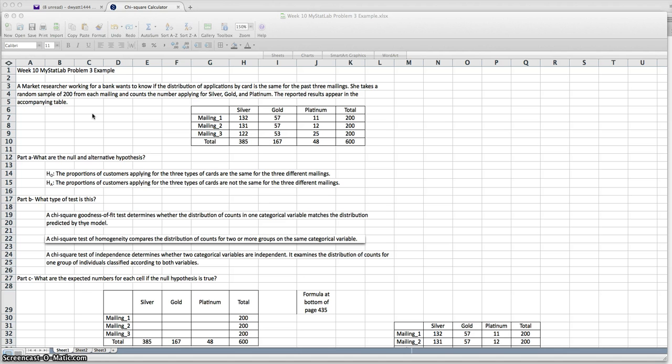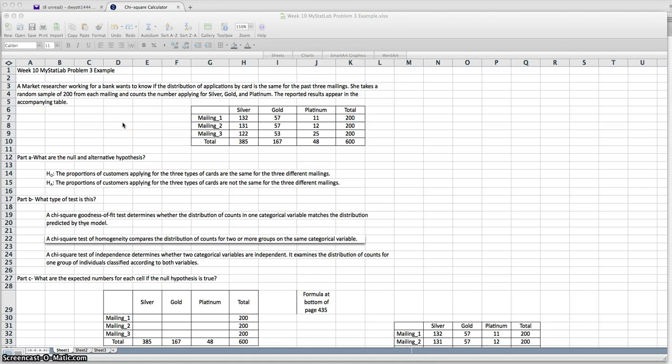In our problem, a market researcher working for a bank wants to know if the distribution of applications by card is the same for the past 3 mailings. She takes a random sample of 200 from each mailing and counts the number applying for silver, gold, and platinum. The reported results appear in the accompanying table. So here's our table: silver card, gold card, platinum card, 3 mailings, and the number of applications. So let's get on with our problem.